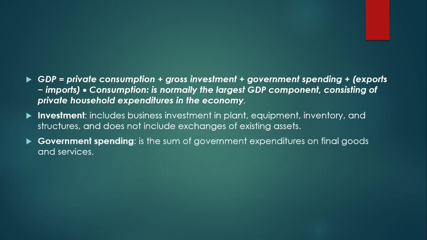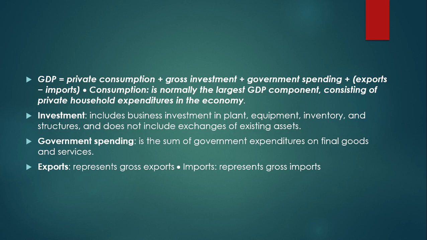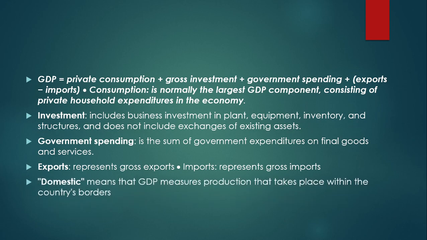Government spending. It is the sum of government expenditures on final goods and services. Exports. Exports represents gross exports. Imports represents gross imports. Domestic means that GDP measures production that takes place within the country's borders.